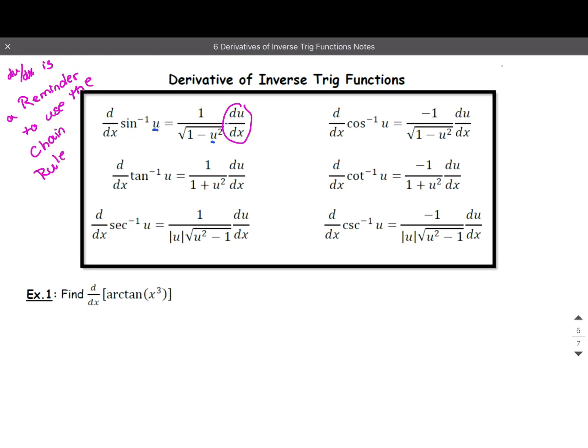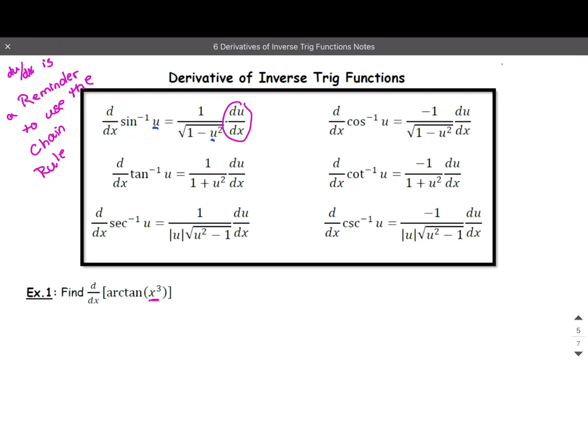Okay? It means when you have an angle, don't forget to use the chain rule. Okay? And we'll go through one that looks just like that. Here we have the derivative with respect to x of arctangent of x cubed. Okay, so our angle is x cubed. That's our u. So if we follow for arctangent, that's this one.